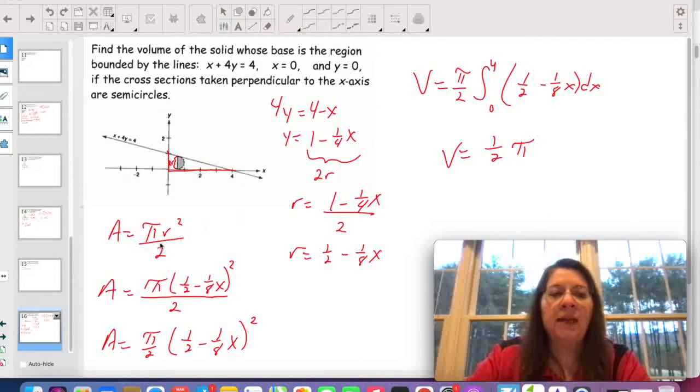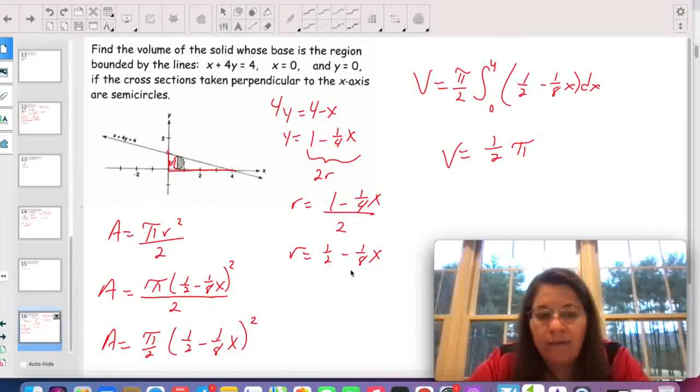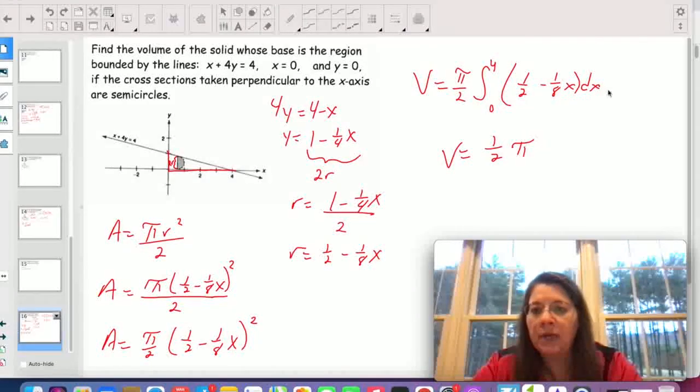I then plug that into the formula for the area of the semicircle, which is pi times r squared, this being r. I have to square that and divide the whole thing by 2. When I do that, I just made this pi over 2 times this squared. This is the area formula that I'm going to put behind my integral. So here it is. I put the pi over 2 on the outside because it's a constant. And my boundary goes from 0 to 4.